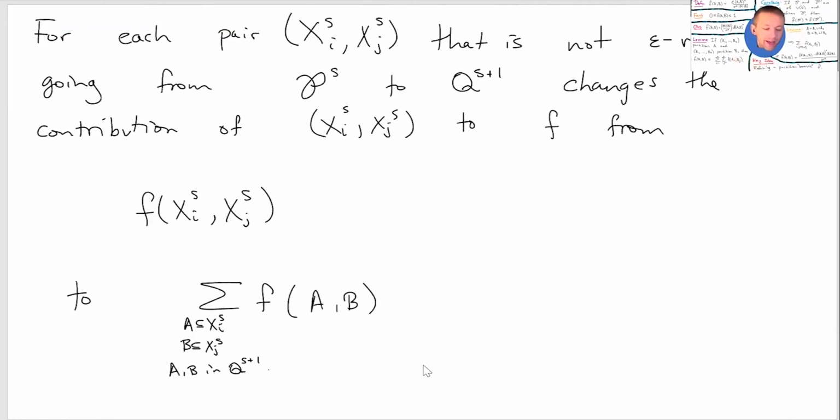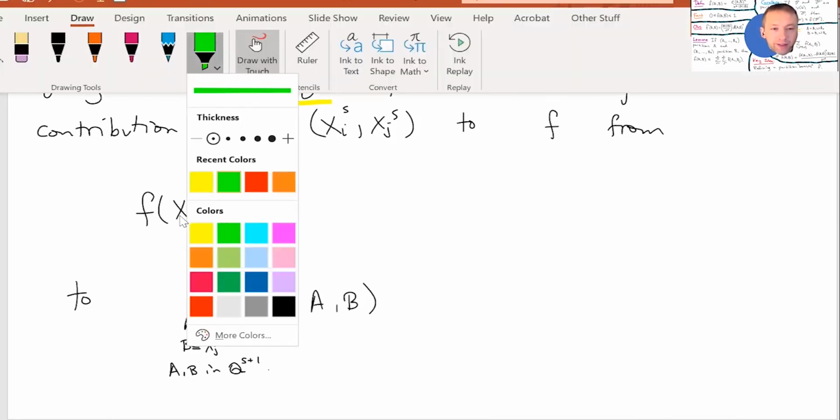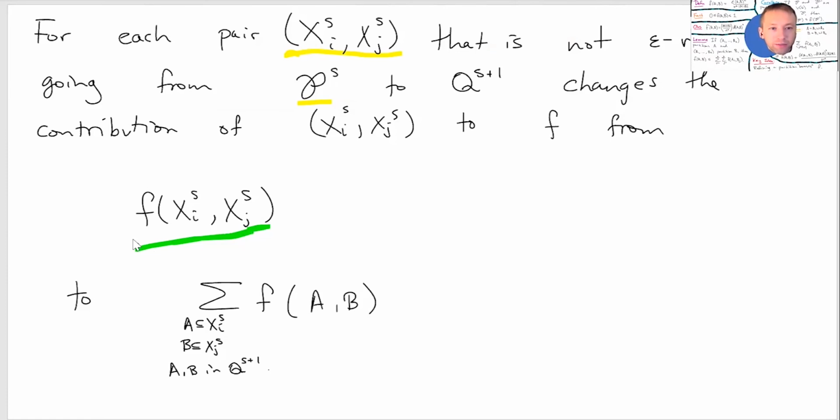Okay, to see that the mean square density went up by a lot, what you have to do is think about, for each pair that's not epsilon regular, the pair xi xj, which corresponds to one term in the definition of PS. So when I compute f of PS, I get a term which is f of xi xj, where everything has a superscript of s. But I maybe won't say that every time. The contribution of this is literally just that in PS.